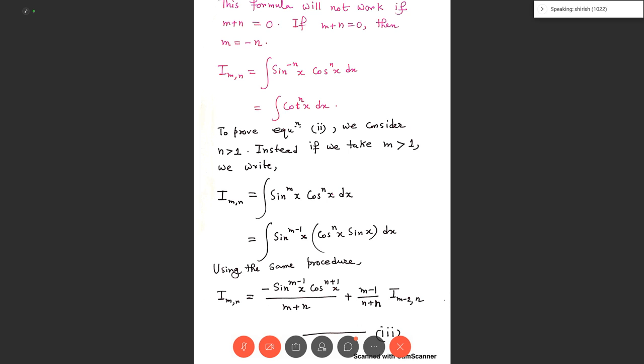Actually, it would become the integral from 0 to pi by 2 of sine square x into cos to the power 6x dx, right? Now you have to use the reduction formula successively. Again, you see your m value is 2 and n value is 6. So yes, you have already reduced your m value. Your m value was 4. You have reduced it to 2, right?